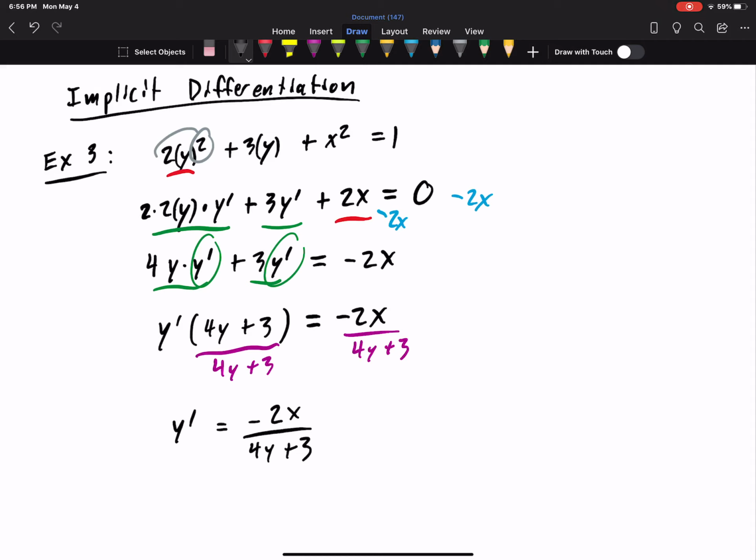So again, what was the strategy? Implicitly derive both sides. Make sure that you have all of your y prime stuff on the left-hand side, all your non-y prime stuff on the right-hand side, factor out your y prime, and then divide. That's how you do this. Every single time, they all work the same way. Okay? So try the next example yourself before clicking on the video or clicking on the solution. I'll bet you can do it at this point.